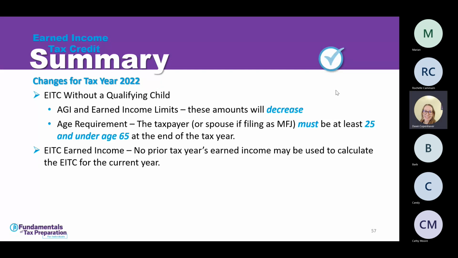And for the last 2 tax years, we were able to use 2019's earned income to calculate the earned income credit. And that is because so many people were on unemployment, they didn't have any earned income. But that has gone away. So again, for 2022, it's strictly based on what they earned during that calendar year. Okay, so that is it on chapter 6.